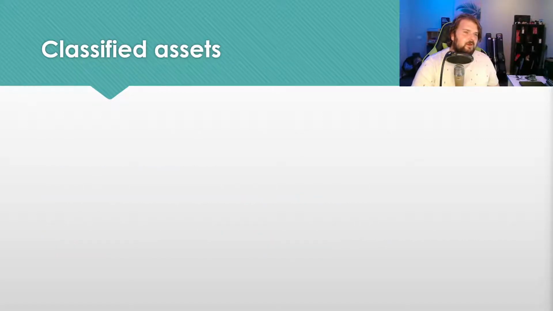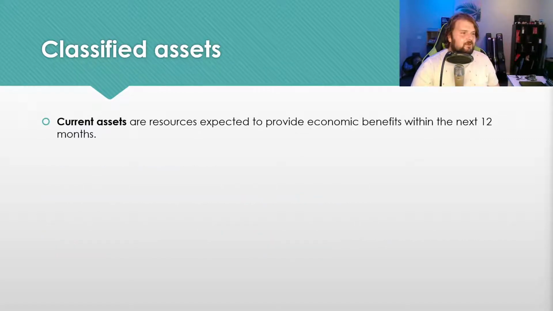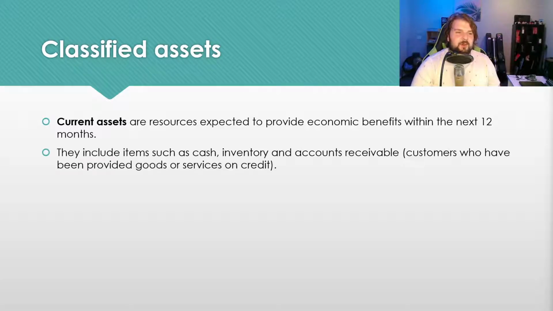Okay. So when we're talking about a current asset, we're talking about resources that provide economic benefits within the next 12 months. So we could use cash. Technically, we could spend all the cash that a business has in one day. We could use it up. We could sell all of our inventory within a year. And we hope that we can claim all of our accounts receivable, who are customers who have been provided credit. All of those we hope will give up economic benefit within a year.